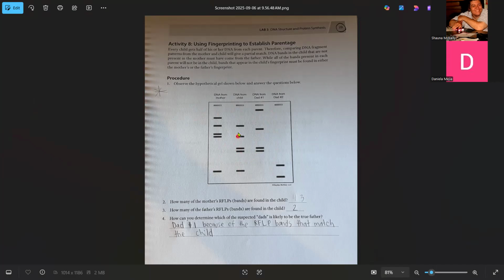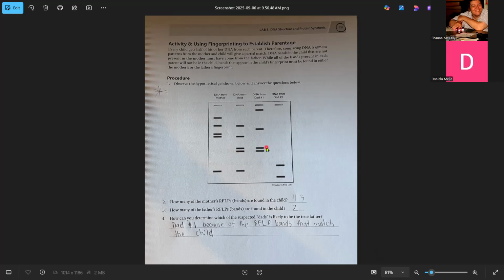So if we look at the child, the mother's first band matches the child. The second band doesn't match anybody right here. The third band here matches DNA from dad number one. And the fourth band here matches the mom.